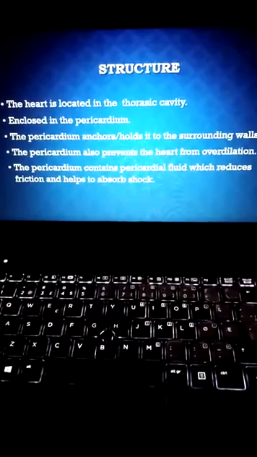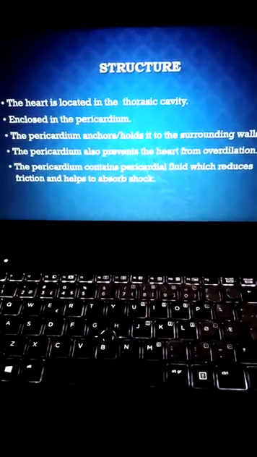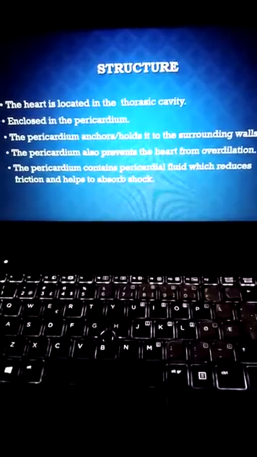And we know that the heart is located in the thoracic cavity. This is your chest area, and it's enclosed inside the pericardium. The pericardium is like a sac, and this sac holds your heart inside, as in it anchors it in such a way that your heart is not going to move throughout the thoracic cavity. When you bend over, when you jump, it remains at the same position.